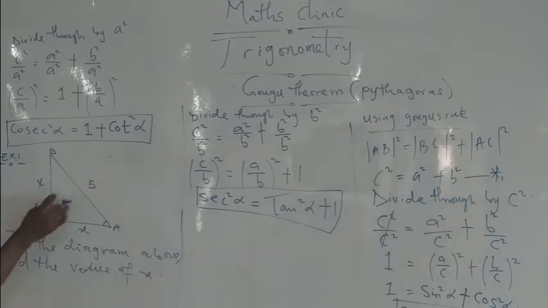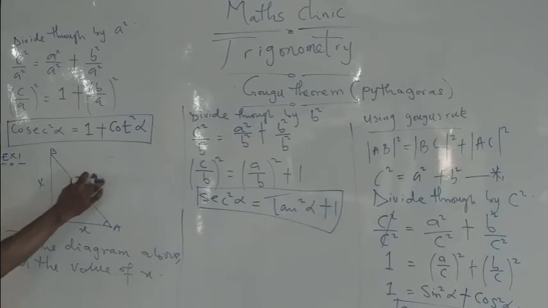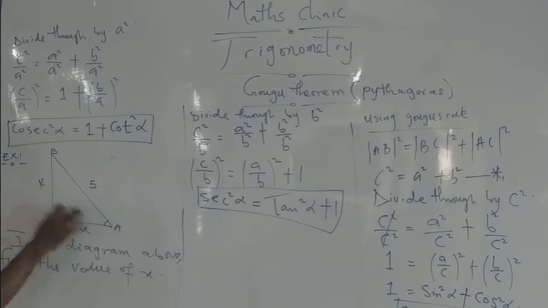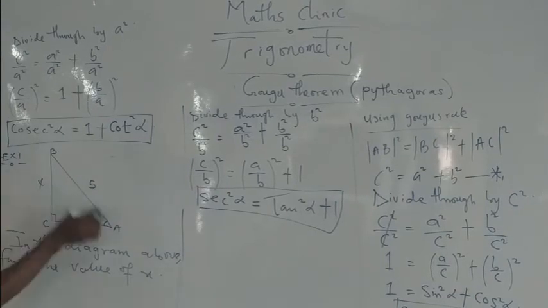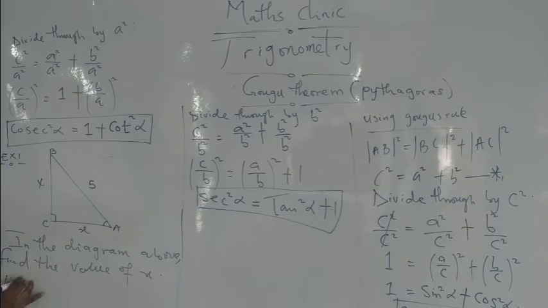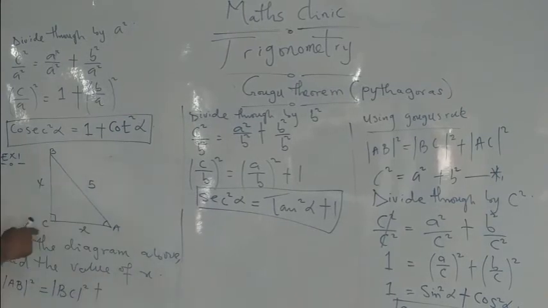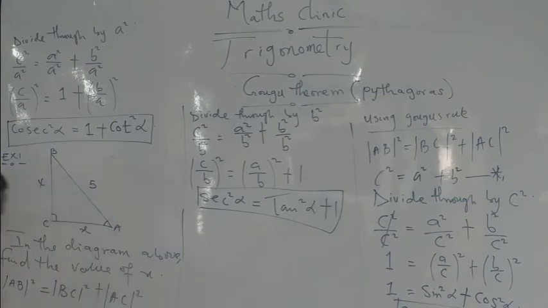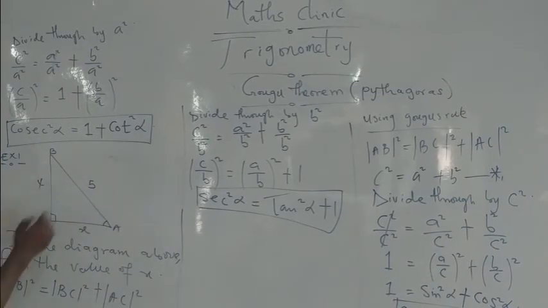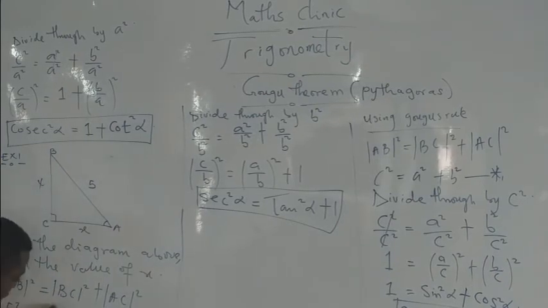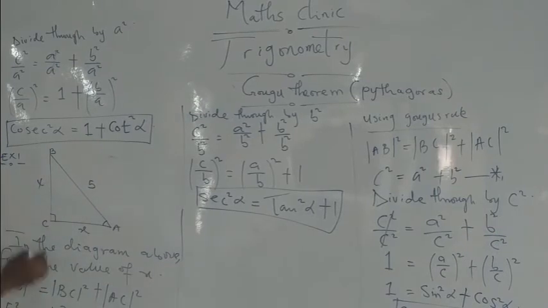Which says that, in a right-angled triangle, the square of the longest side must be equal to the sum of the squares of the other two sides. Meaning that AB squared must be equal to BC squared plus AC squared. AB is 5, that is 5 raised to the power of 2. BC is 4 raised to the power 2. AC is x squared.